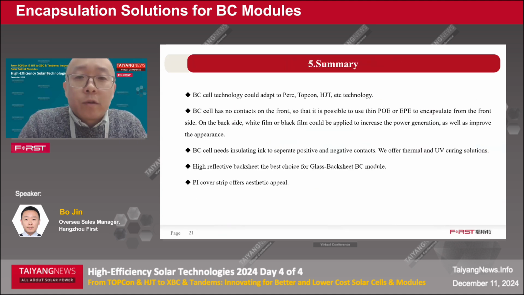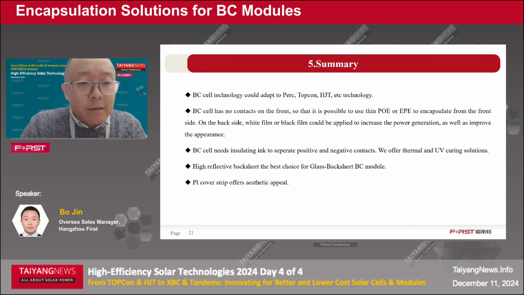So, a short summary of my presentation. BC cell technology could adapt to PERC, TOPCon, heterojunction, and other cell technologies. The BC cell has no contacts on the front, so it is possible to use thin encapsulant on the front. And on the back side, we could also apply white film or black film as encapsulant, and it can increase the power generation and also brings a good look.